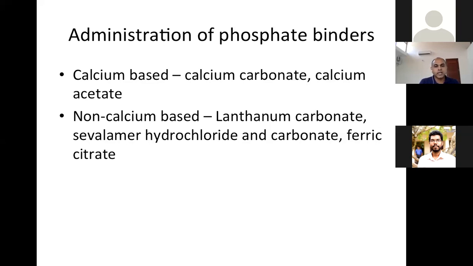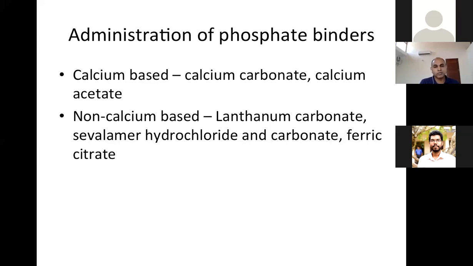But the problem with calcium based phosphate binders is that, as I told you, in CKD one of the main issues is deposition of calcium in the soft tissue, and especially in the blood vessels. So you would want to prevent people getting exposed to so much calcium. Sometimes, especially if the patient's calcium levels are high in the blood, you cannot use calcium-based phosphate binders. So most of the time, you will end up using non-calcium-based phosphate binders, which don't contain any calcium.